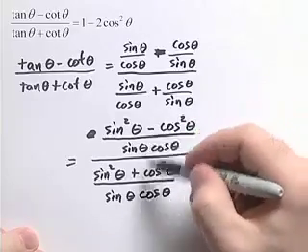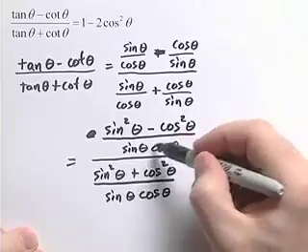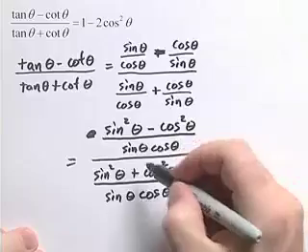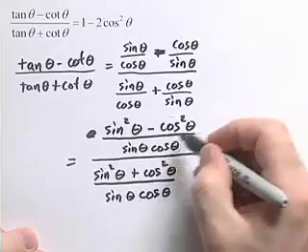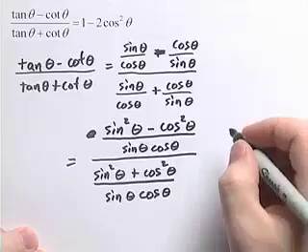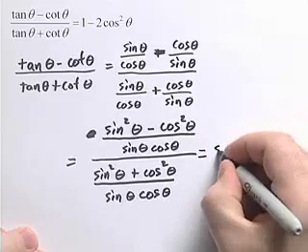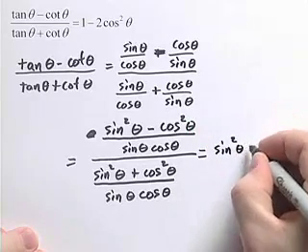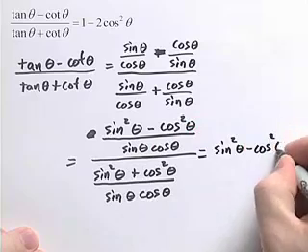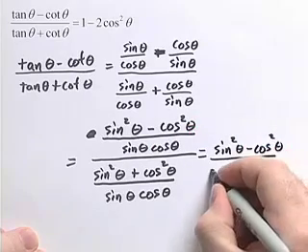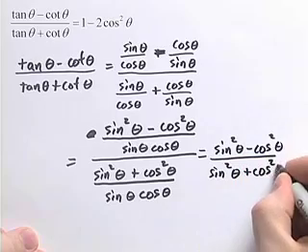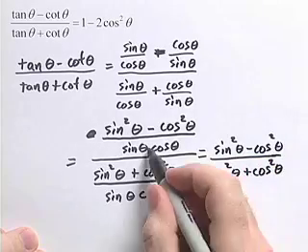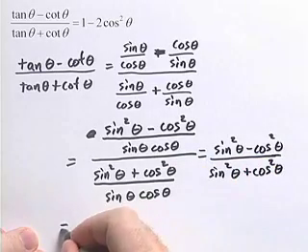We notice that in our two fractions here, we have the same denominators. So if we were to invert our fraction in this denominator, multiply it times our numerator, those would cancel. What we would get is sine squared theta minus cosine squared theta divided by sine squared theta plus cosine squared theta. So those denominators will cancel.